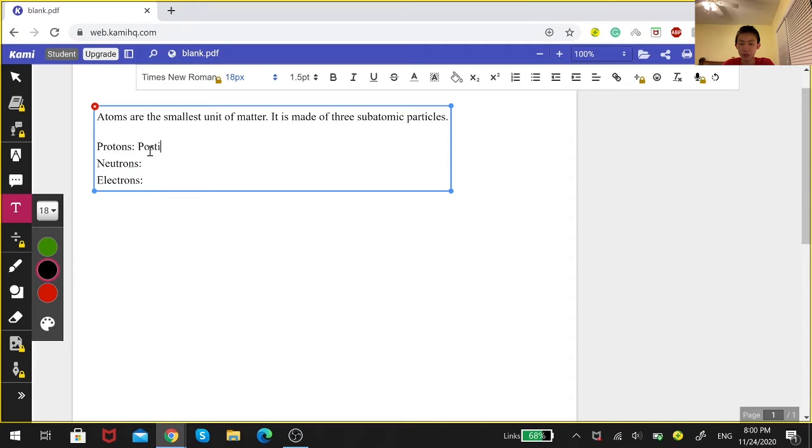Protons are positively charged and give an element its identity. Neutrons are neutral. Electrons are negatively charged, and are involved in bonding.